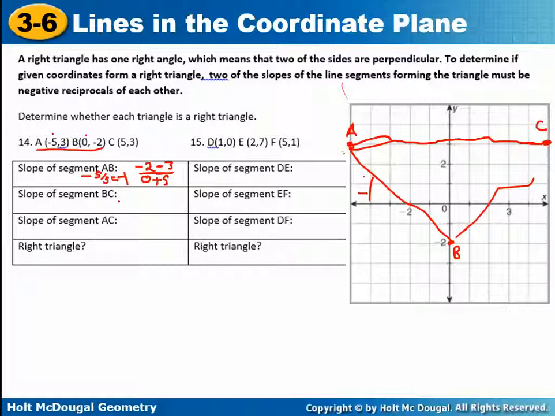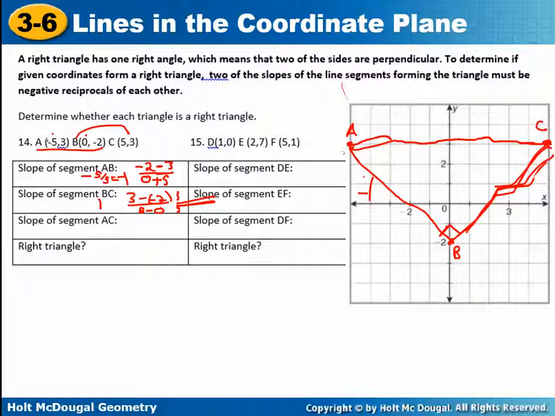Then I need to find the slope from B to C, and that would be these two together. So 3 minus negative 2 over 5 minus 0. So 3 minus negative 2 is the same as 5 over 5. That's a slope of 1. Now 1 and negative 1 are opposite reciprocals. So it looks like it's going to be a right triangle with this being my right angle. But let's just do the last one.